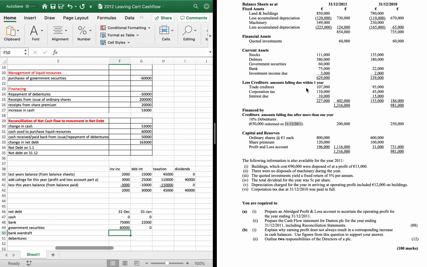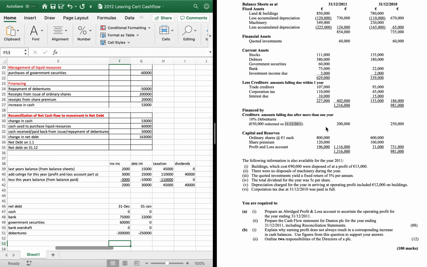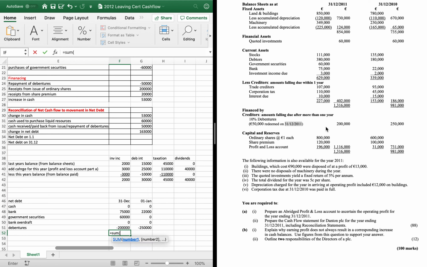Bank overdraft would be in liabilities. There was none. You can only ever have one. You can't have a bank and a bank overdraft at the same time. You could one year have bank and another year have overdraft. That happens a bit. And then our debentures. So this year is 200,000. Last year is 250. Again, they're minuses. So debentures and bank overdrafts are minuses. Cash, bank, and government securities are pluses when it comes to net debt.